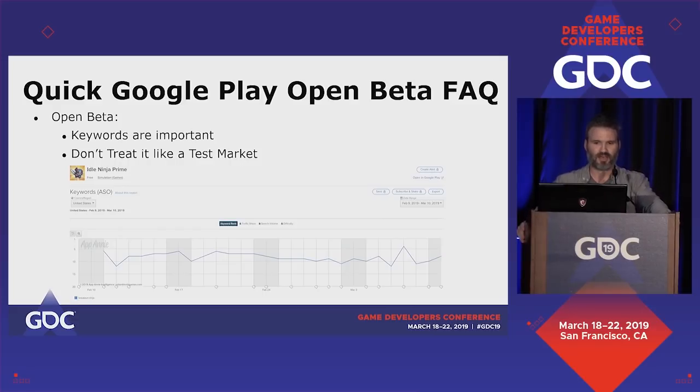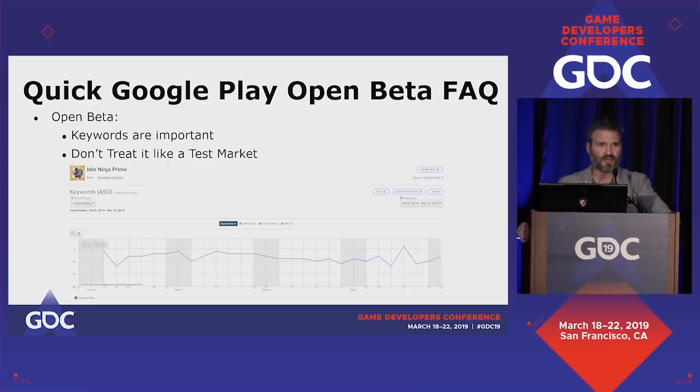So a quick overview about open beta for Google Play. In the past, open beta used to be treated as a test market. It's really, really important that you don't continue to do this. If you need to do bug testing, you need to make sure in-app purchases or ads are working, do a larger closed beta on Google Play and get users in to make sure that it's stable.